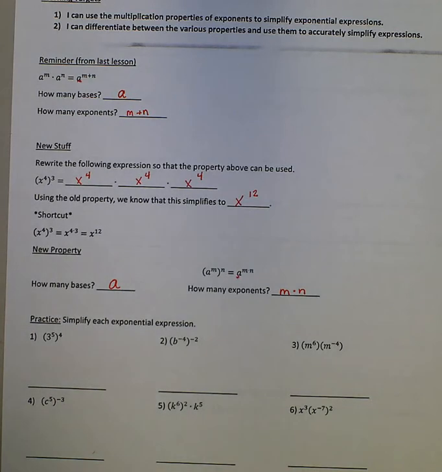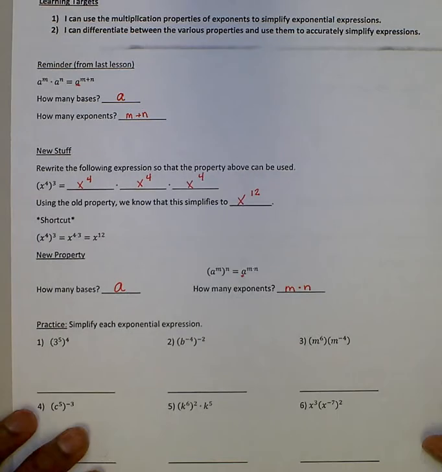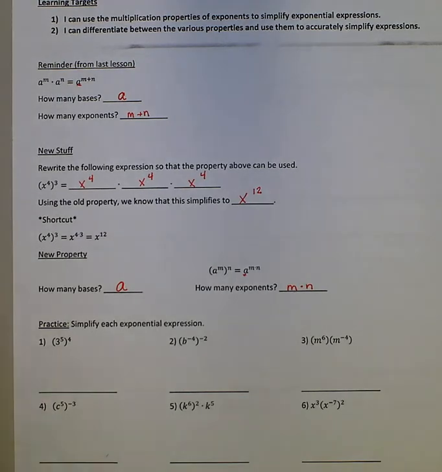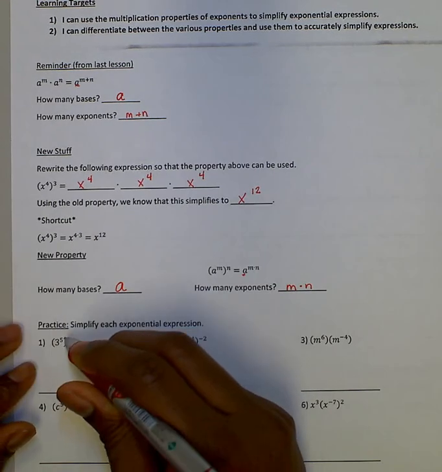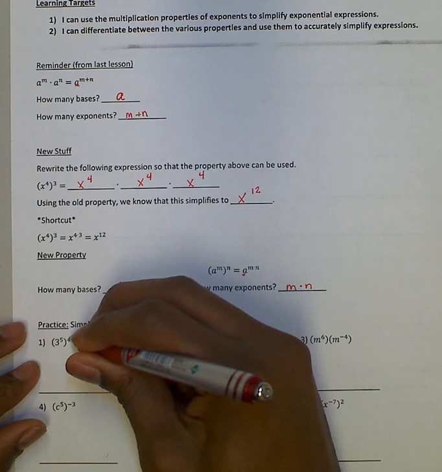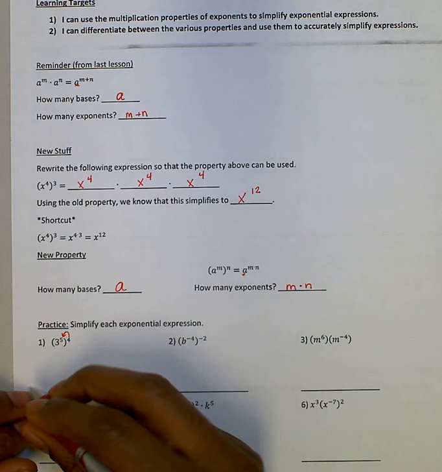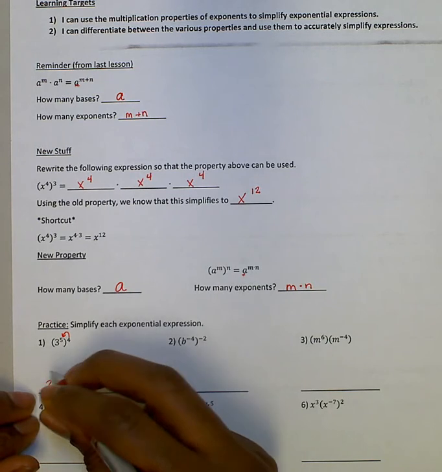The thing that I want to make sure that we see here is that we still don't change the base. Our base remains the same here. A lot of times people will try to change that. Do not do that. Alright, so here we go. Let's go through some sample problems, example problems, practice. Number 1, we have 3 to the 5th to the 4th power. So, again, we take this exponent and multiply it by the exponents inside. So you have 3, base stays the same, to the 20th power.